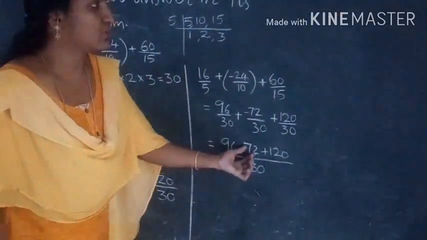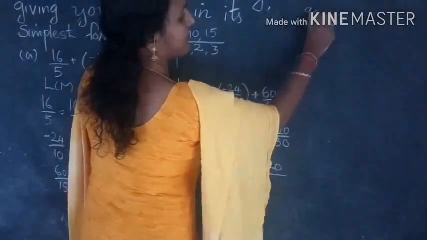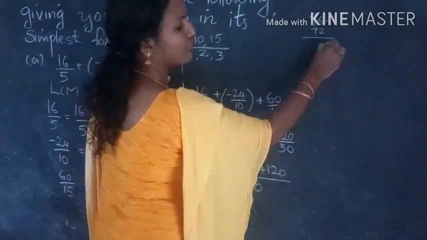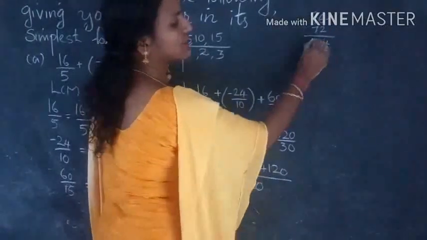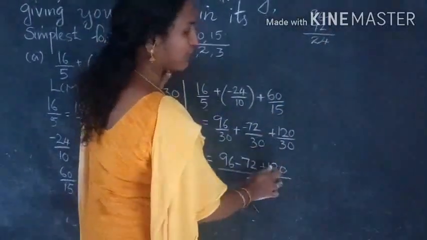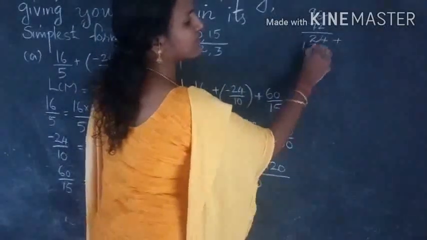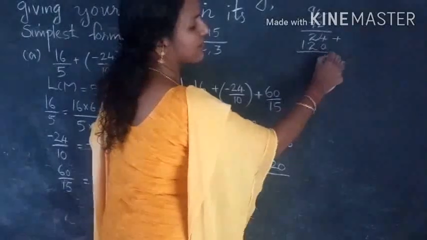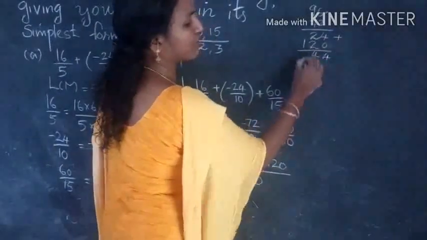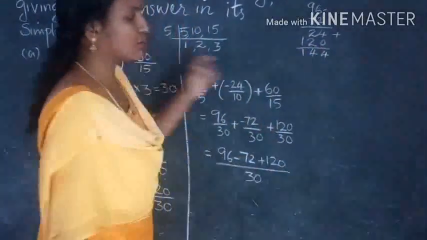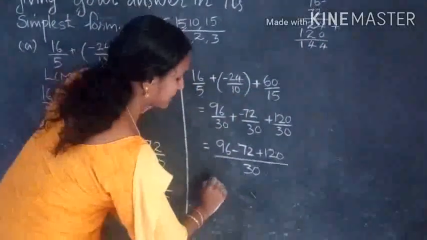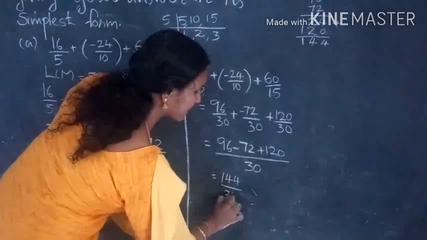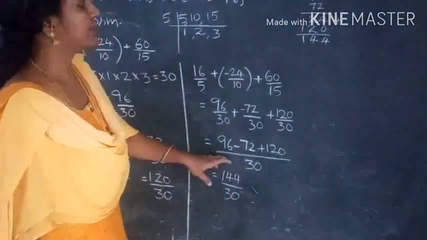96 minus 72, 6 minus 2, 4, 9 minus 7, 2, 24. 24 plus 120, 4 plus 0, any number plus 0, that number, 4, 2 plus 2, 4, 1. Answer is 144. Is equal to 144 divided by 30. 144 by 30.